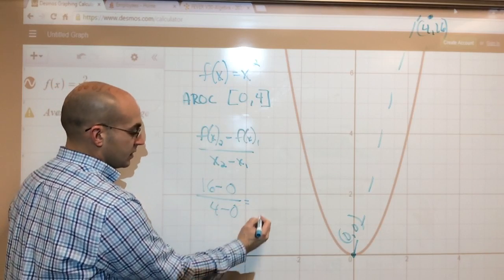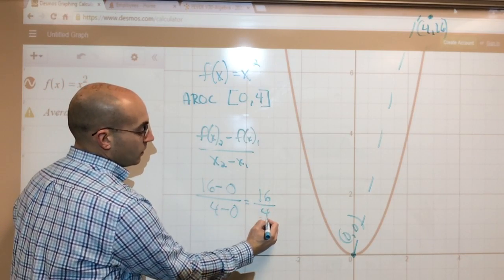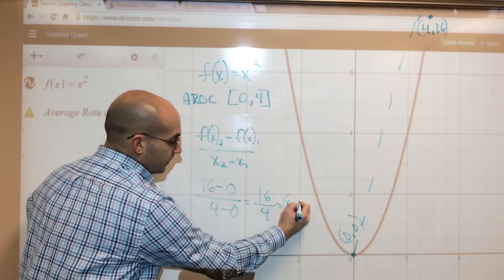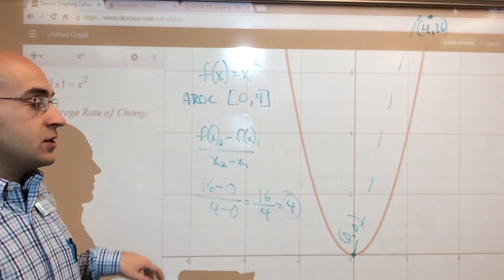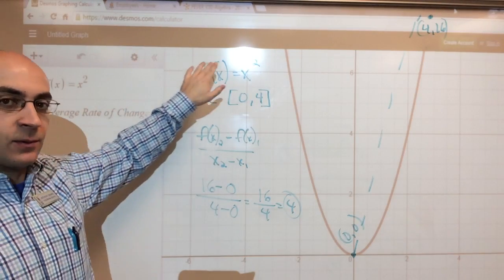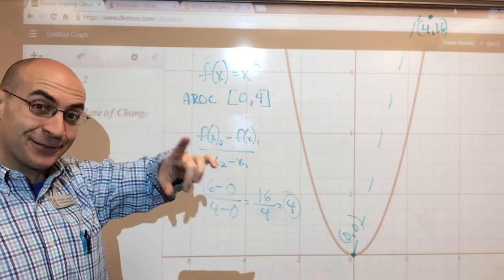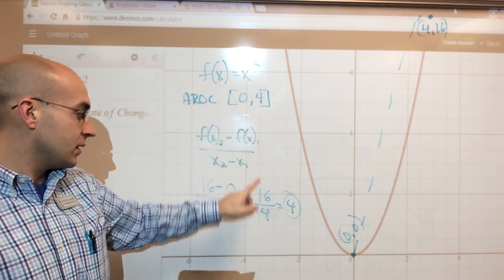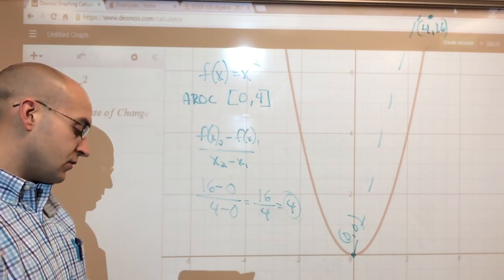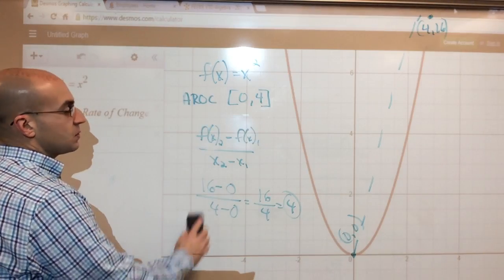This is obviously going to be very easy. It's just 16 over 4, which gives me 4. So the average rate of change on the function f of x equals x squared on the interval 0 to 4 is 4. Okay, so let's try another one together, and I'll make this one so you can see it actually.